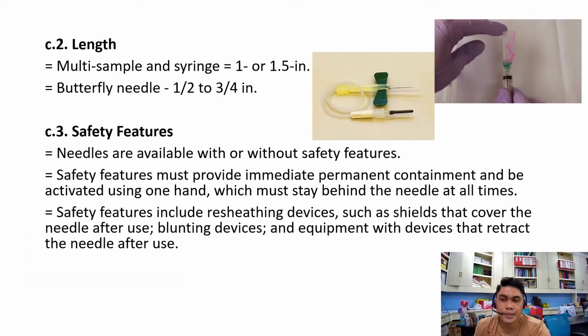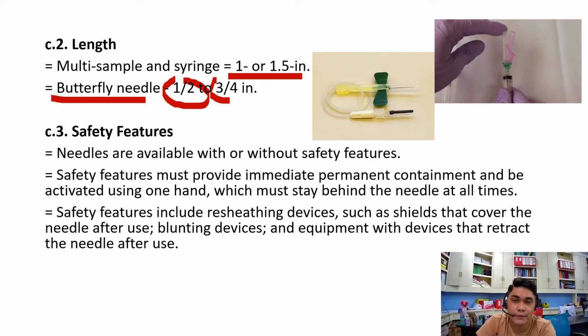Okay, so next is the length of the needle. For multi-sample and syringe, it's usually from 1 to 1.5 inches. And for butterfly, it's 1/2 to 3/4 inch. Okay. So next you have safety features of the needles.